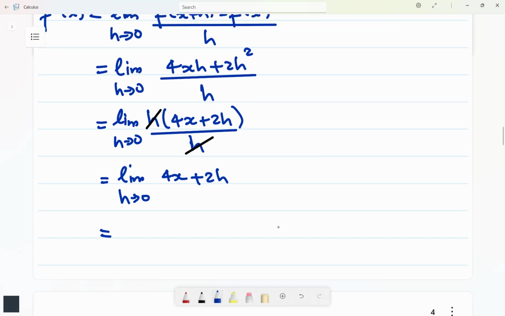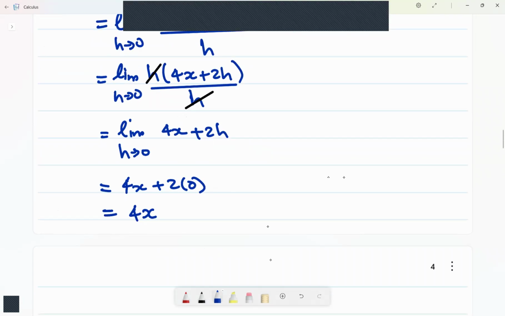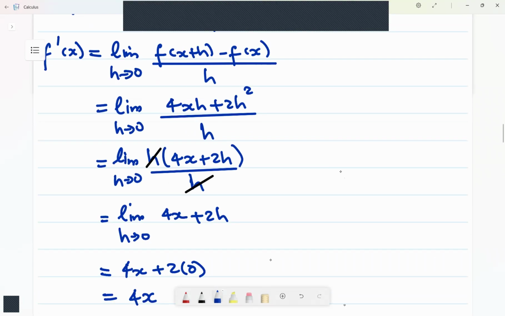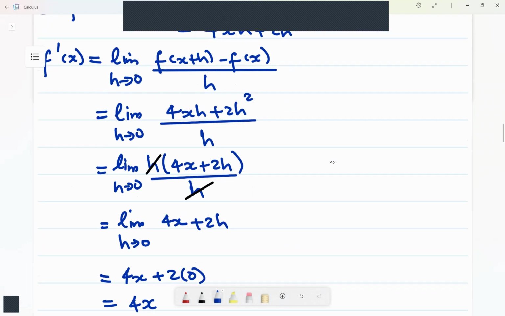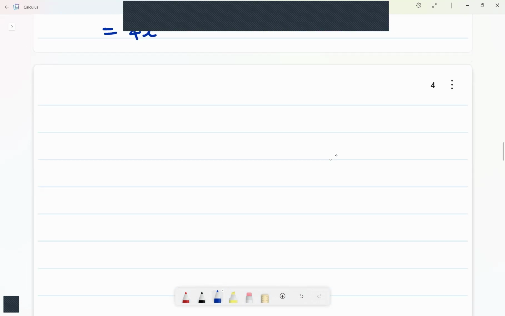So when you substitute, remember I said when you substitute, you do what? You just say 4x plus 2 into 0. When you substitute, you no longer continue with the limit, okay? That is very important. Then your answer is how much? 4x there, okay? Yes. Let's have another example. Example 2.